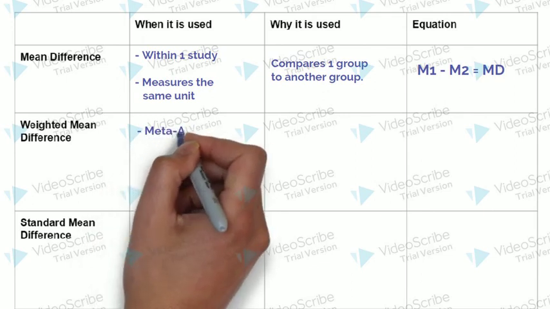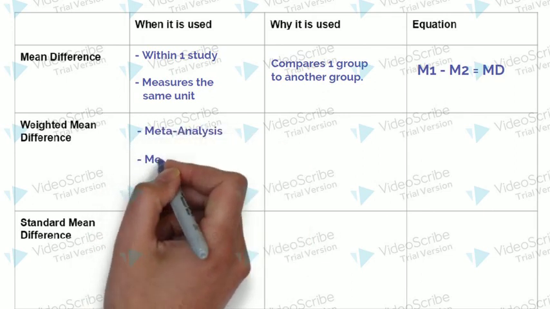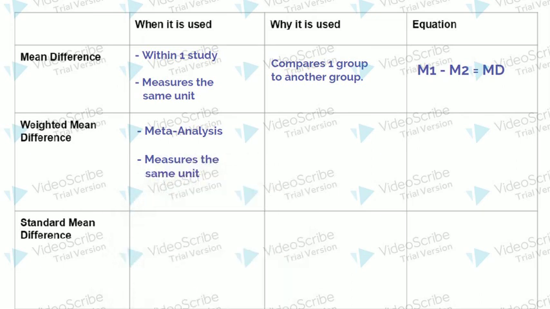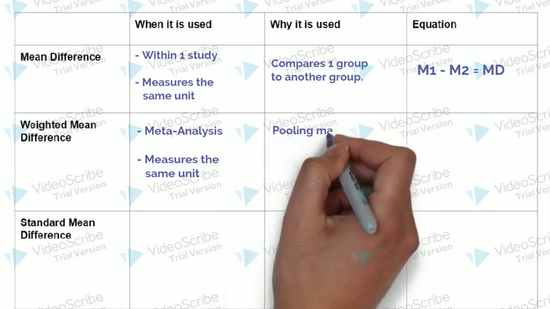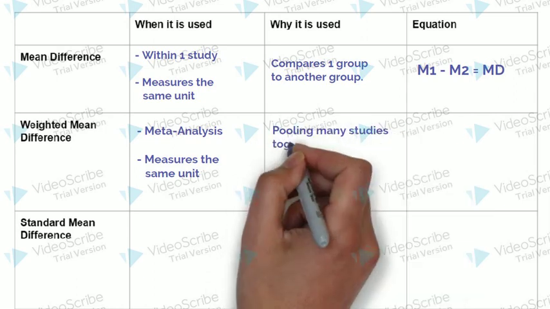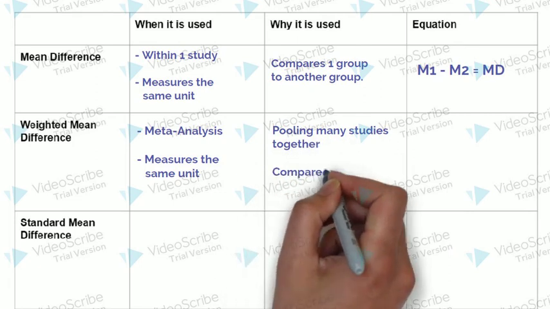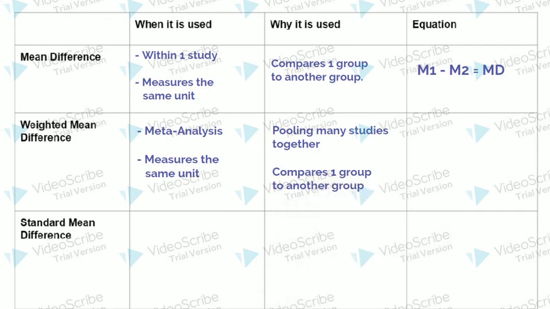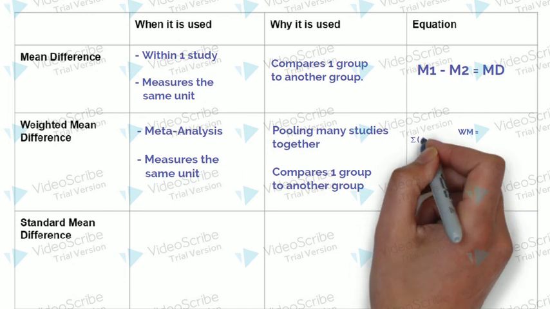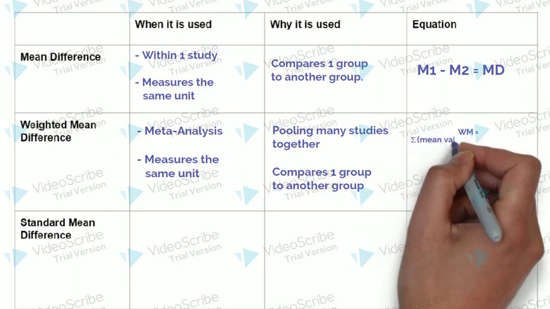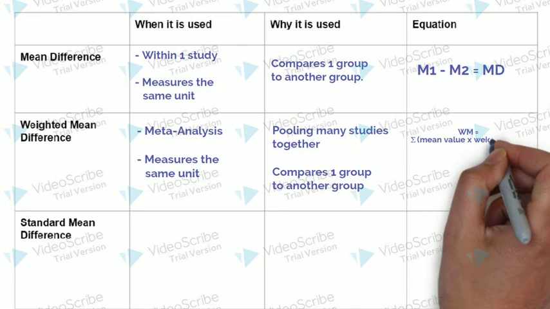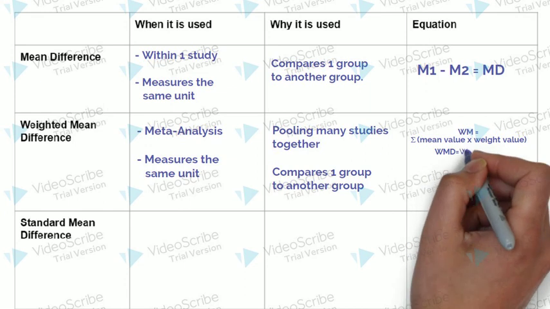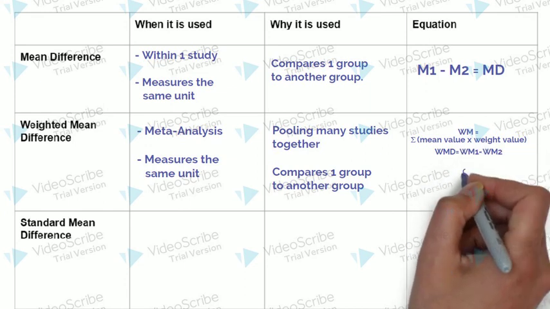Then we have weighted mean difference. These are used in meta-analyses. They are also using the same unit of measurement. We do this because we want to be pooling a bunch of studies together that answer the same research question and use the same unit, and comparing the intervention and the control. How do we do this? Well, there are two ways. You can find the weighted mean of each of these groups. So you get the mean value from each study, apply the weight that you had determined, then add them all up together, then take the difference.